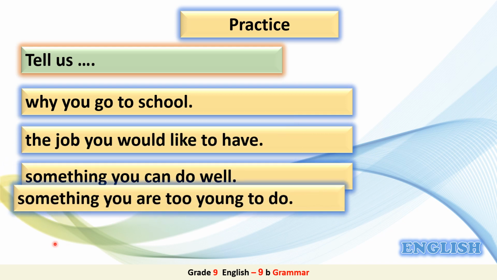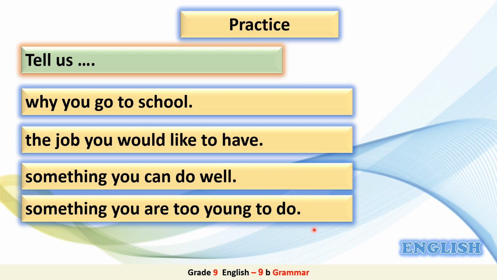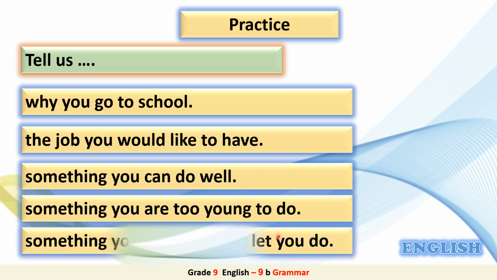Tell us something you are too young to do. Wonderful. I am too young to get married. So here we use full infinitive. Why? Because we have too followed by an adjective. In this case, we use full infinitive. Tell us something your father won't let you do. Wonderful. My father won't let me drive his car. So here we use bare infinitive. Won't let me drive his car. Why? Because we have the verb let. Well done, my students.